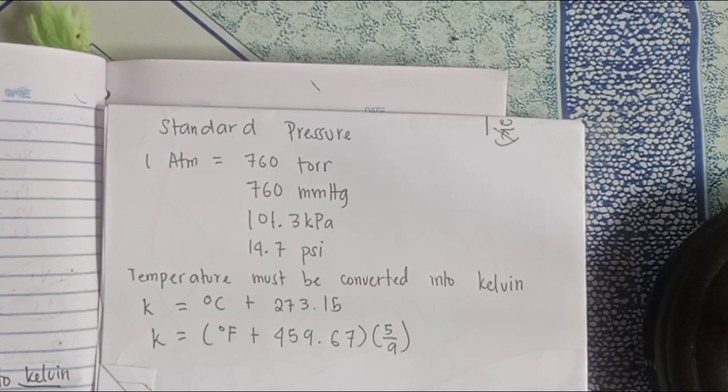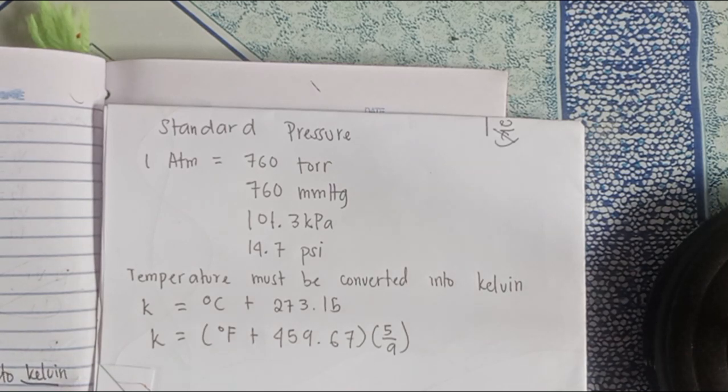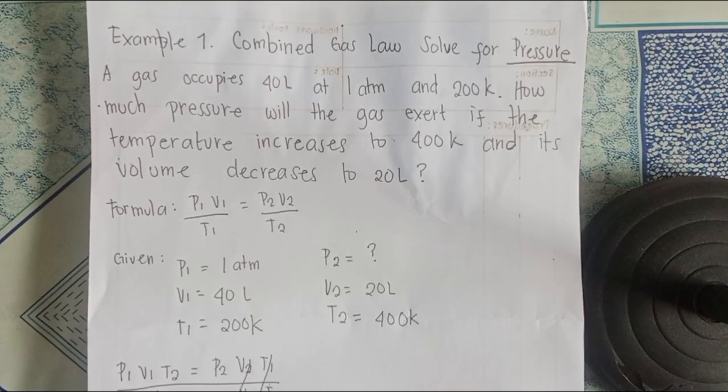And take note, the standard pressure of 1 atm is equal to 760 millimeters of mercury, 101.3 kPa, and 14.7 psi. And temperature must be converted into Kelvin. Kelvin is equal to degrees Celsius plus 273.15.